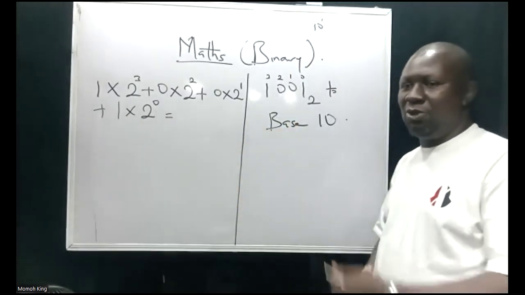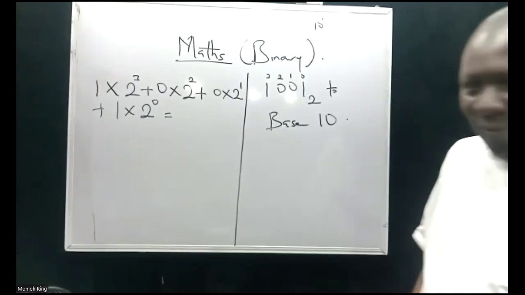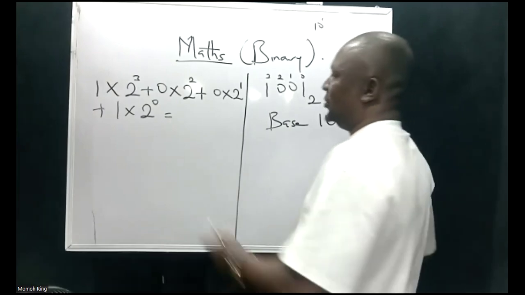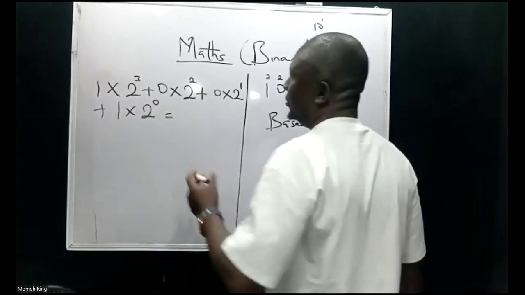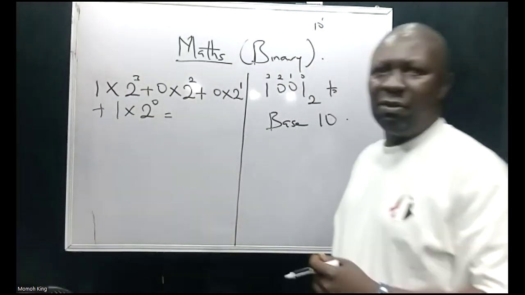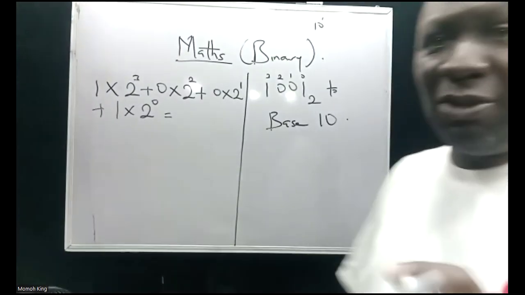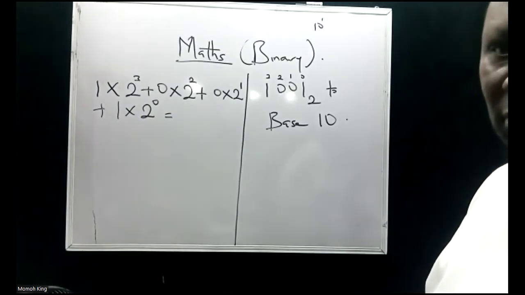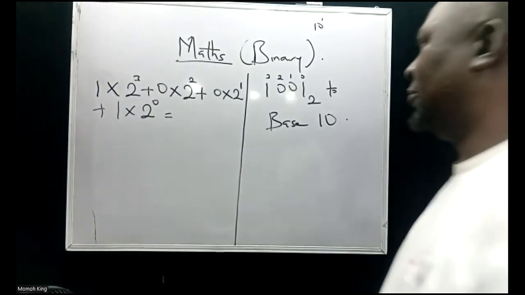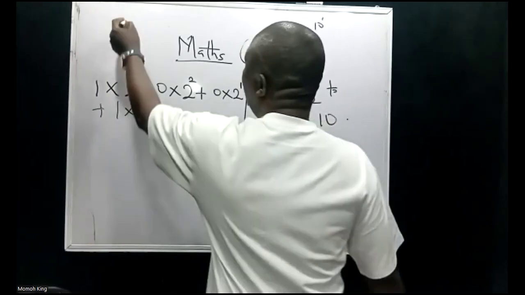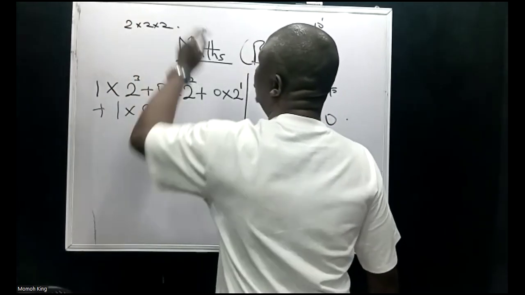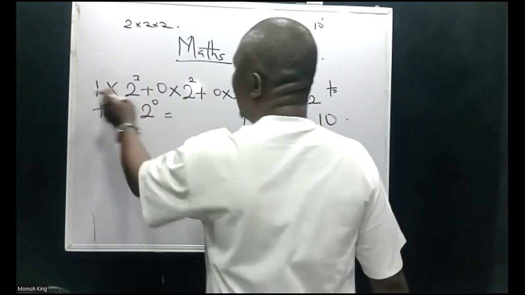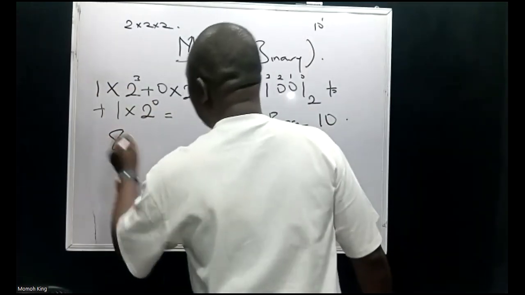That was why I made sure that you guys have treated indices before we go to number bases and your quadratics. Now, 1 times 2 raised to power 3 is what? Please, without calculator. 8. How did she get 8? It's 2 times 2 times 2. 2 times 2 is 4. 4 times 2 is 8. So this 1 times 8 is 8.